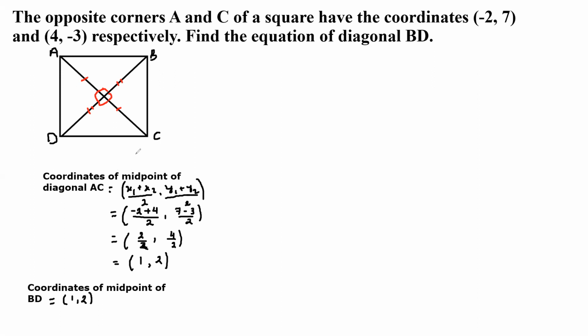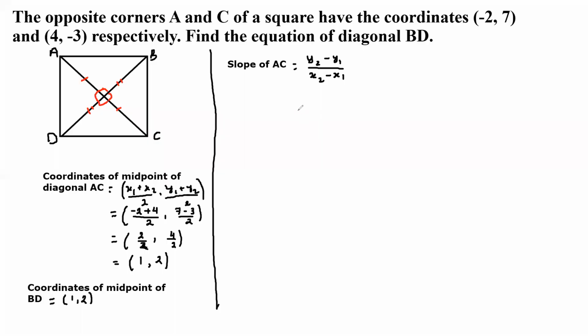And how can we find that? I already mentioned here that diagonals bisect each other at right angles, which means that AC and BD are perpendicular to each other, right? So in order to find the slope of BD, we can find the slope of AC.